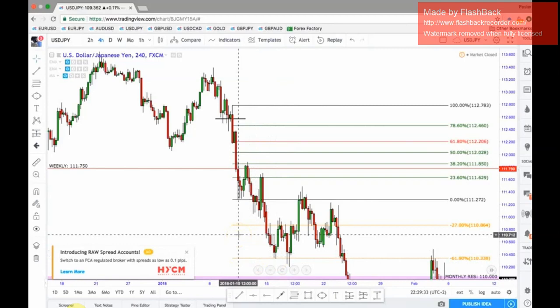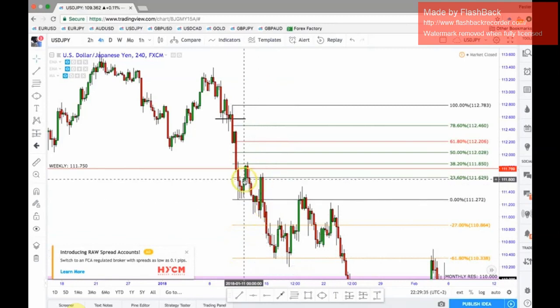What I want you to take note of is the 23.6 level. If these candles, these red candles, did not push up and close and touch 38.2, then the ABC pattern would have been invalid. 23.6 on your Fibonacci does not count as a valid PRZ level. So we wait for it to go up to the 38.2.